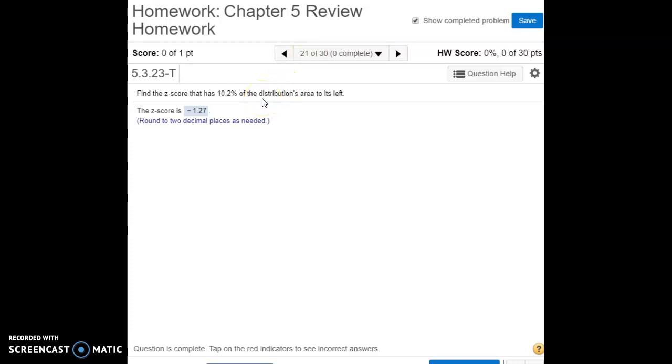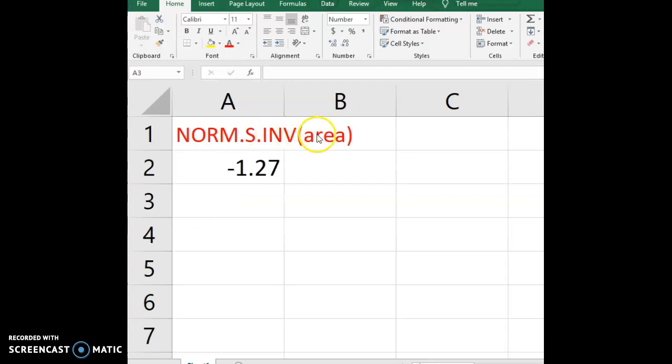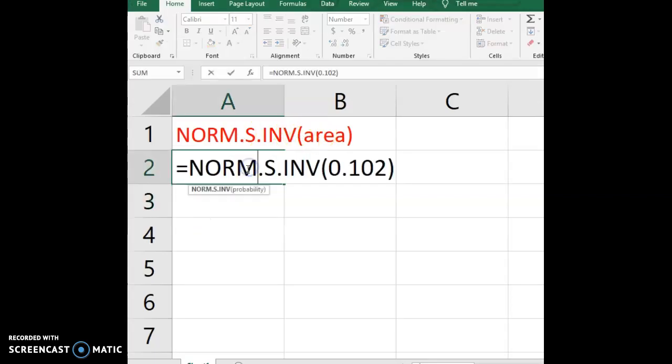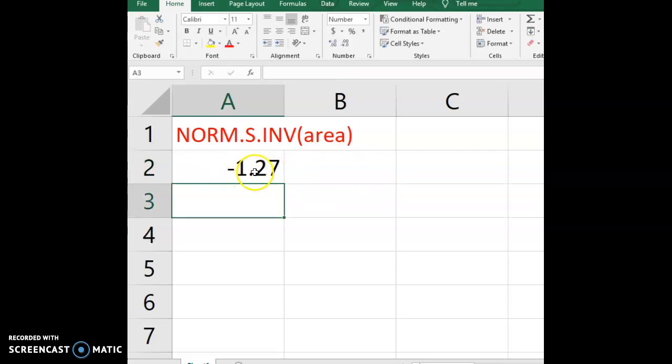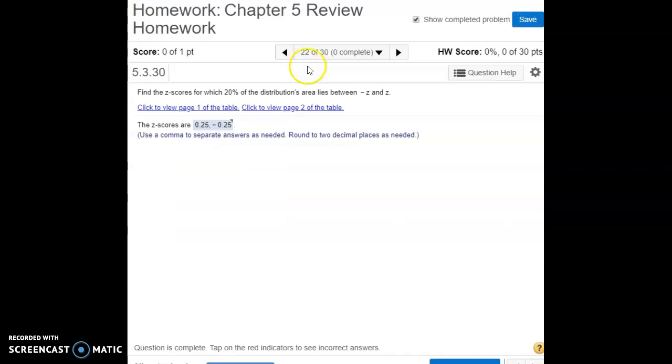21, a similar problem to what we've been doing, just worded a little different. Looking for a z-score that has 10.2% of the distribution's area to its left. We just need to change that percentage to a decimal. 10.2% as a decimal, and equals norm.s.inv. Excel will give back the z-score that has the given percentage to the left.